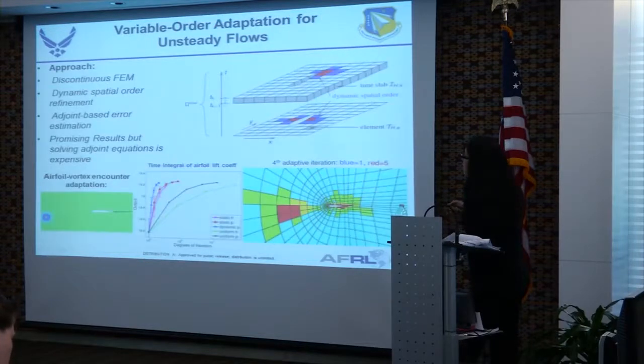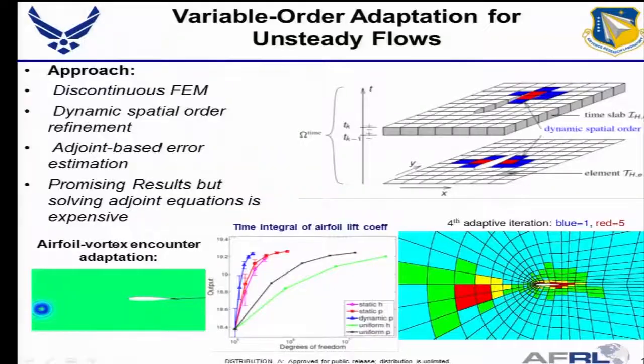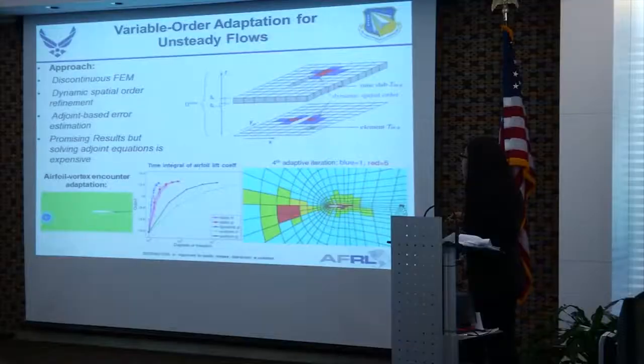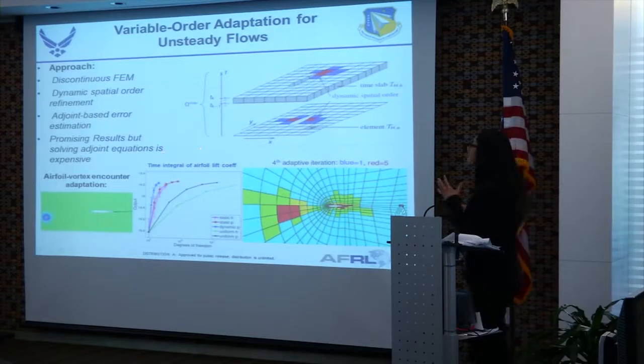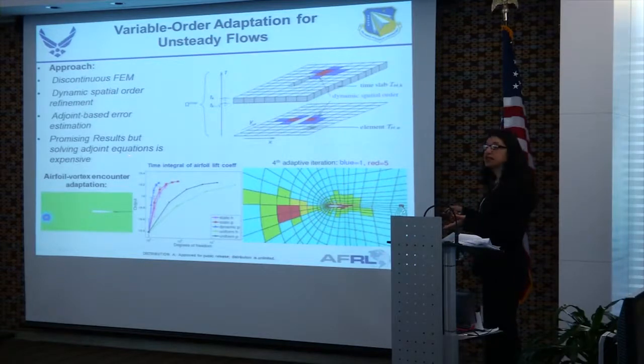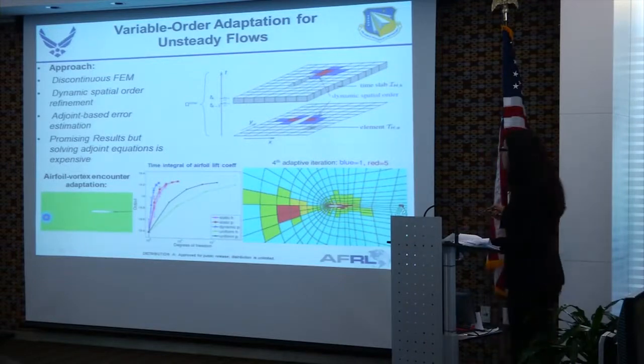So this is one technique. It's a discontinuous finite element, both in spatial and time, so you can see that. In this case, you have this slab here. And you can do adjoint-based error estimation. And he has gotten very good results for this. But he has also said, this is one of the nice things I like about these people, they don't say that what they do is perfect. Because they know that instead of solving an actual problem, now you have to solve an adjoint equation. But solving this adjoint equation is not going to be that simple, or that cheap. It's going to be expensive.